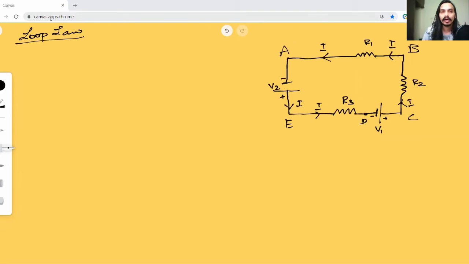Let's look at the first word, loop. A loop is nothing but one closed path, a whole closed path within a circuit. For example, I've taken this example over here. You see there's a big circuit, and this is one closed loop if I look from the point A. We're going to be demonstrating this law with this circuit, so we'll refer to it when need be.